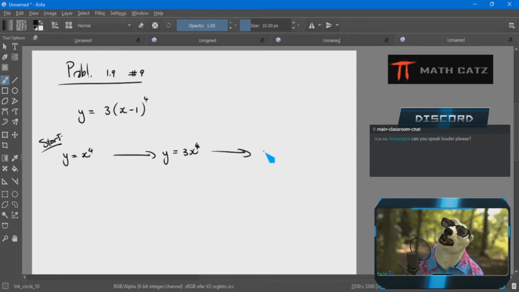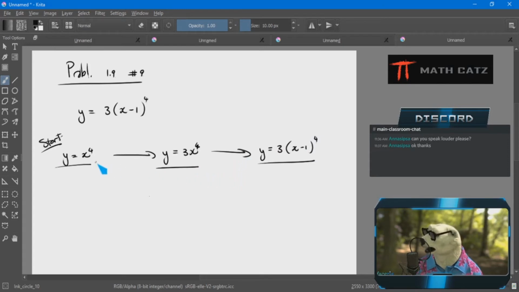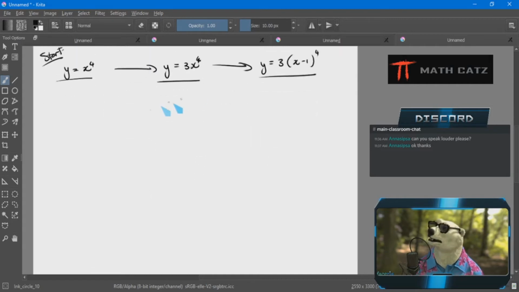And then I will replace x with an x minus 1 to the 4. Okay, so that is my sequence of transformations, right? So now if my basic graph looks like a parabola, that's okay. It's definitely in the same family. So let me just set up my xy axes here, and then we can do the graphs.